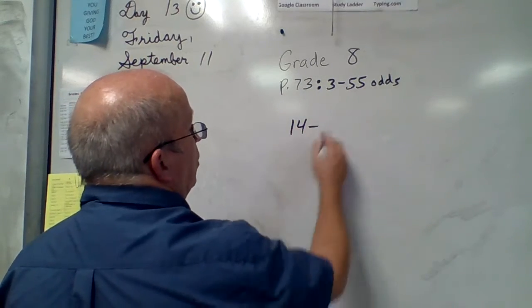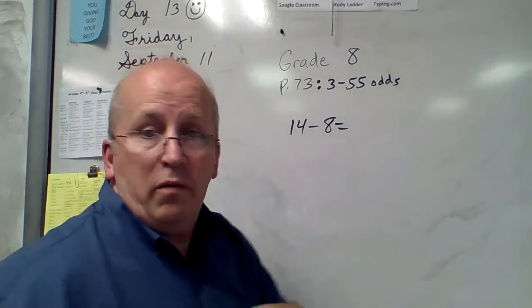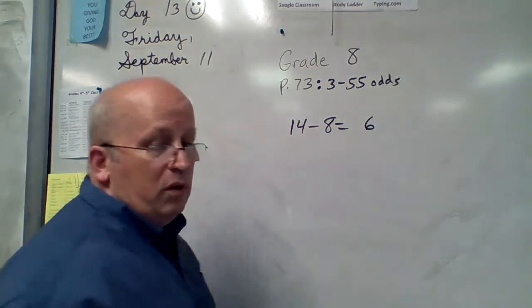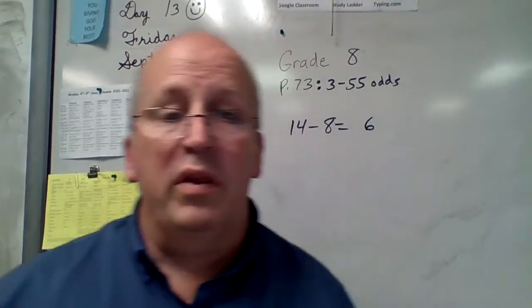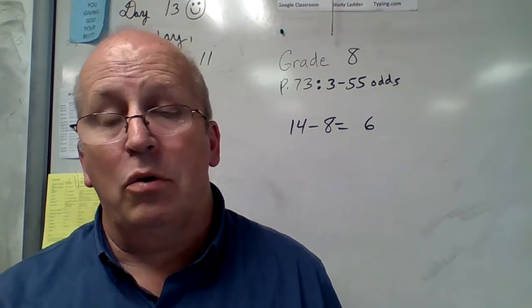If I wrote on the board 14 minus 8, you would say 6, right? Because 14 minus 8 is 6. That one's an easy one. We don't even need to apply the rule. Hopefully you've known 14 minus 8 equals 6 since second or third grade.